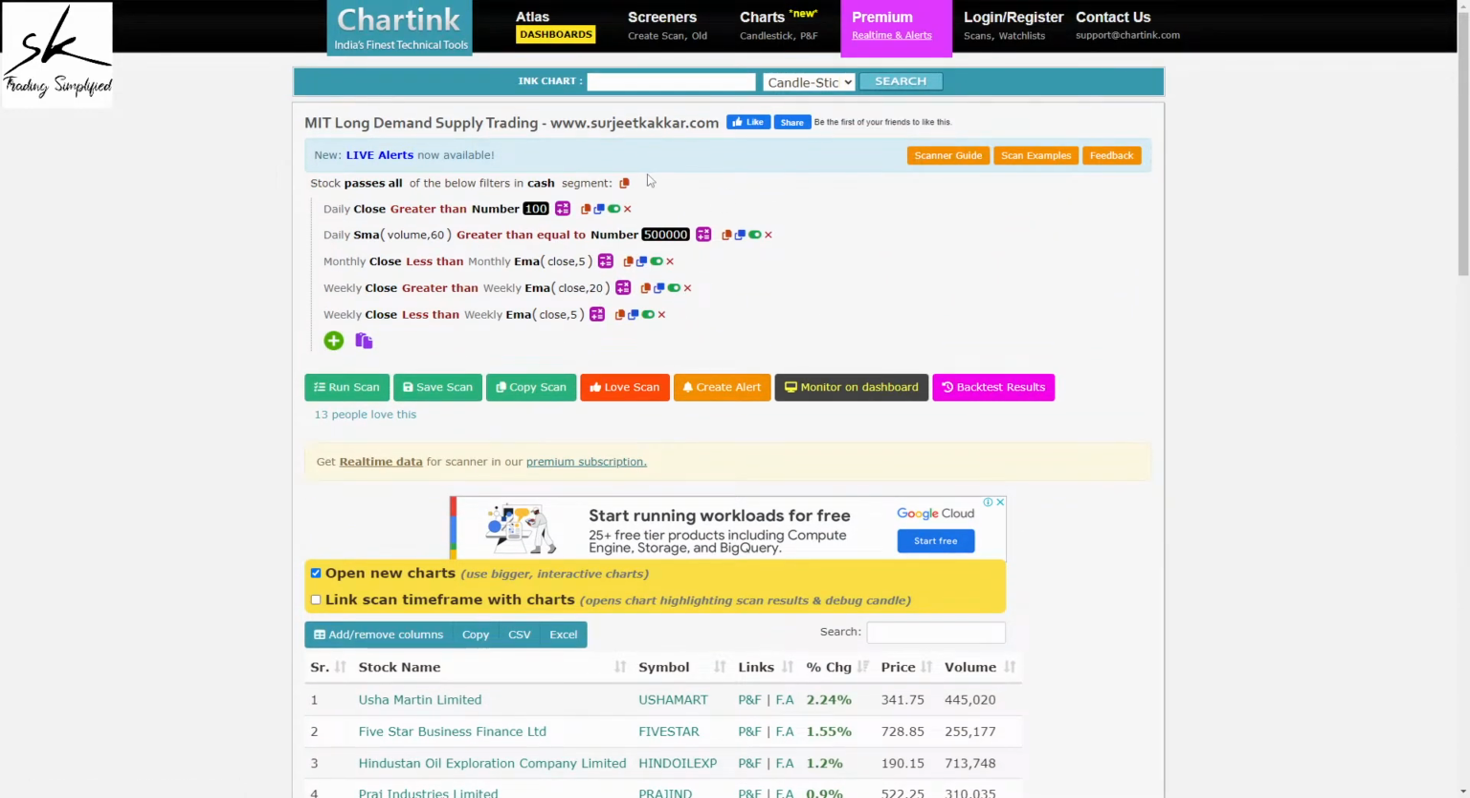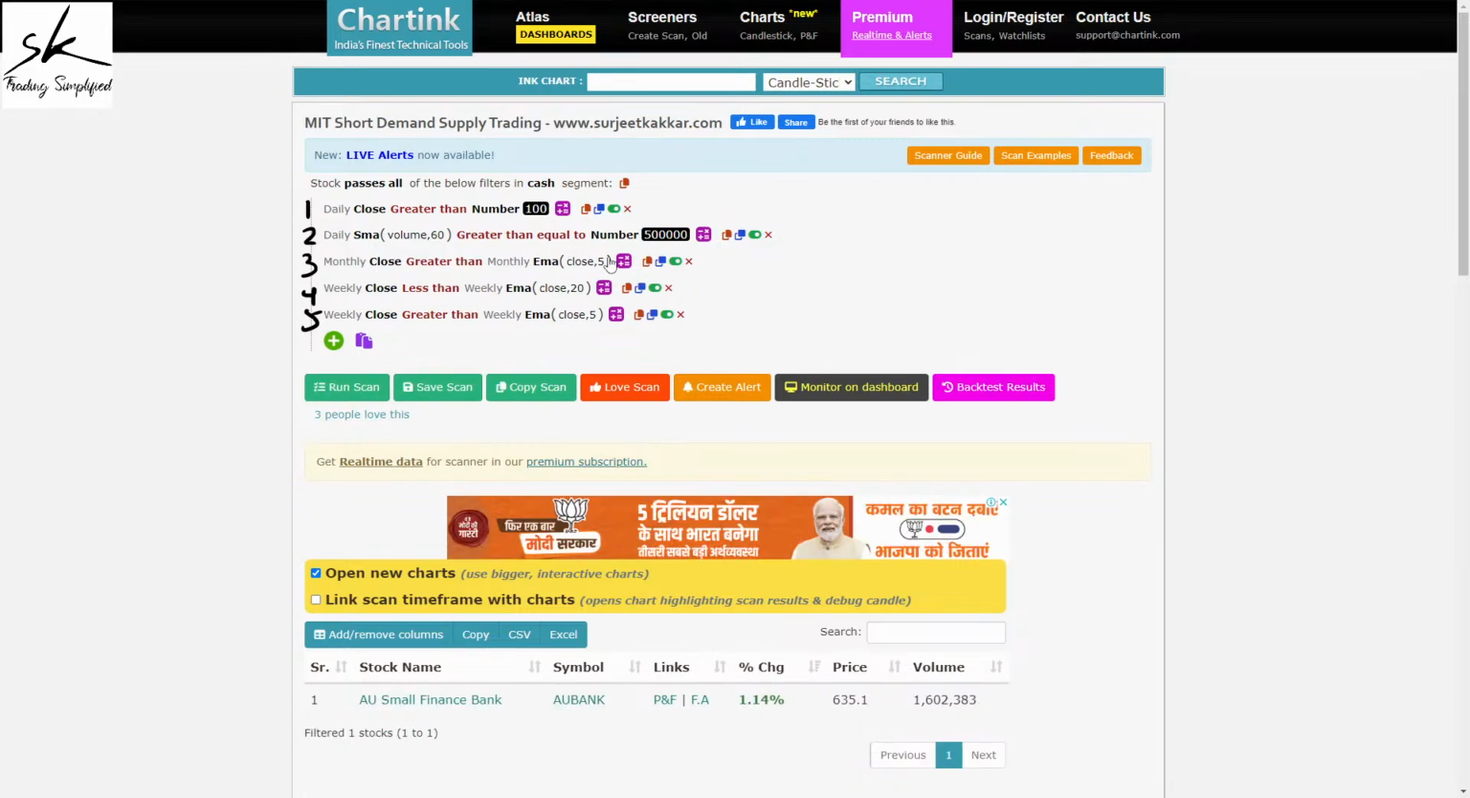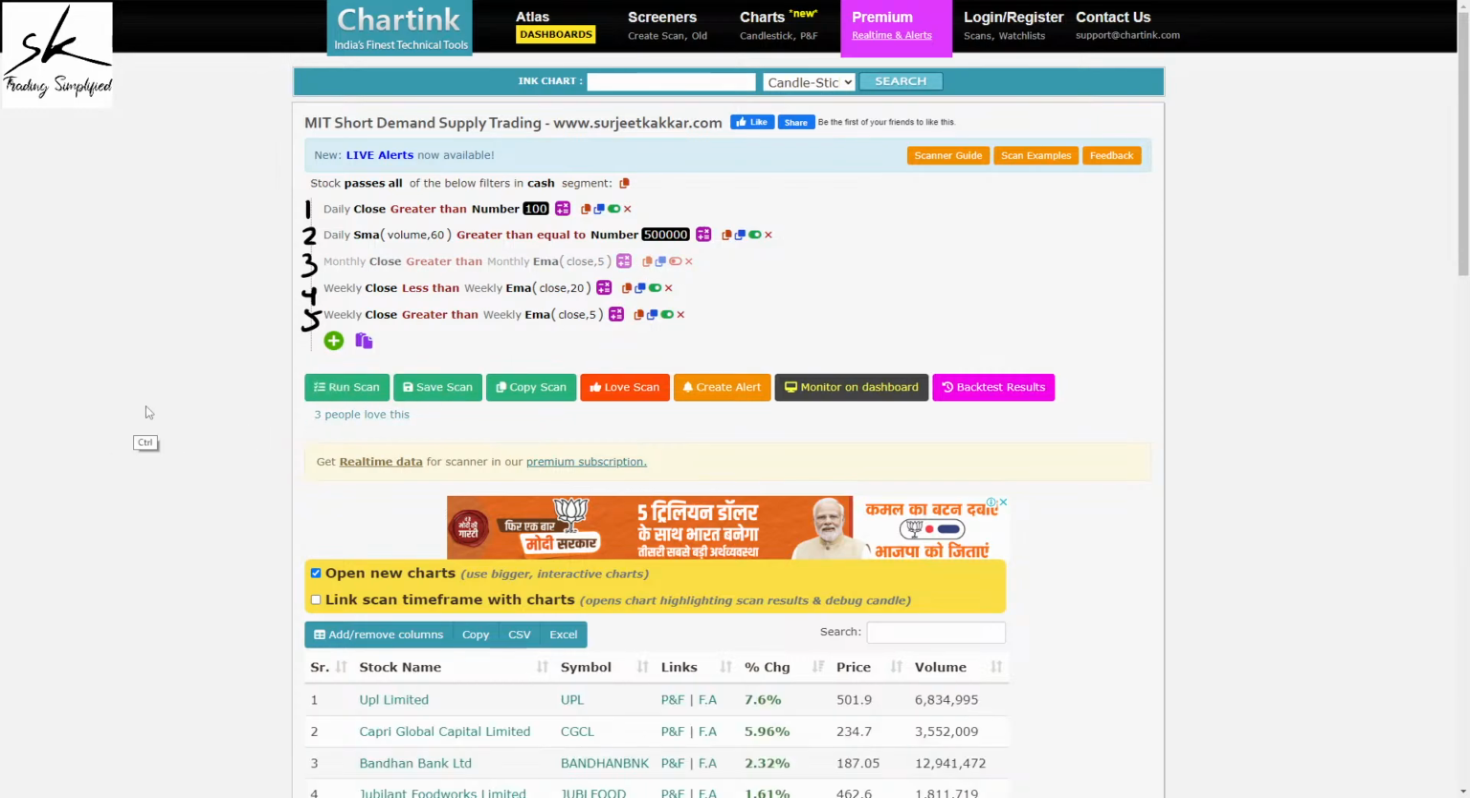Or even otherwise, if you want your list to be a little bigger so that you can go through more symbols to identify your opportunities, then what you can do is, you can see that in this scanner, I have given 5 different conditions. Disable the third one and run the scan again. And I'll do exactly the same thing here. Disable the third one, run the scan again.